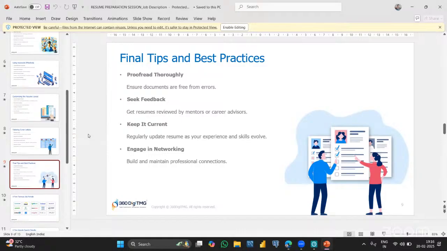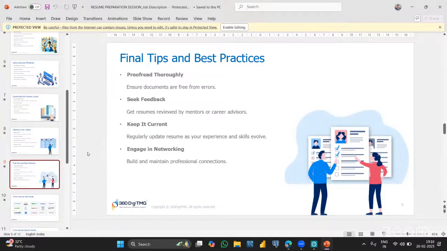After that, take feedback. For example, you can contact your trainers at 360 DigiTMG, right? You can connect with your seniors or your classmates, but the person you ask for feedback on your resume should not be unaware of your domain. That person should be reliable, so you should take feedback on whether this is good or not. The best person is your mentor.